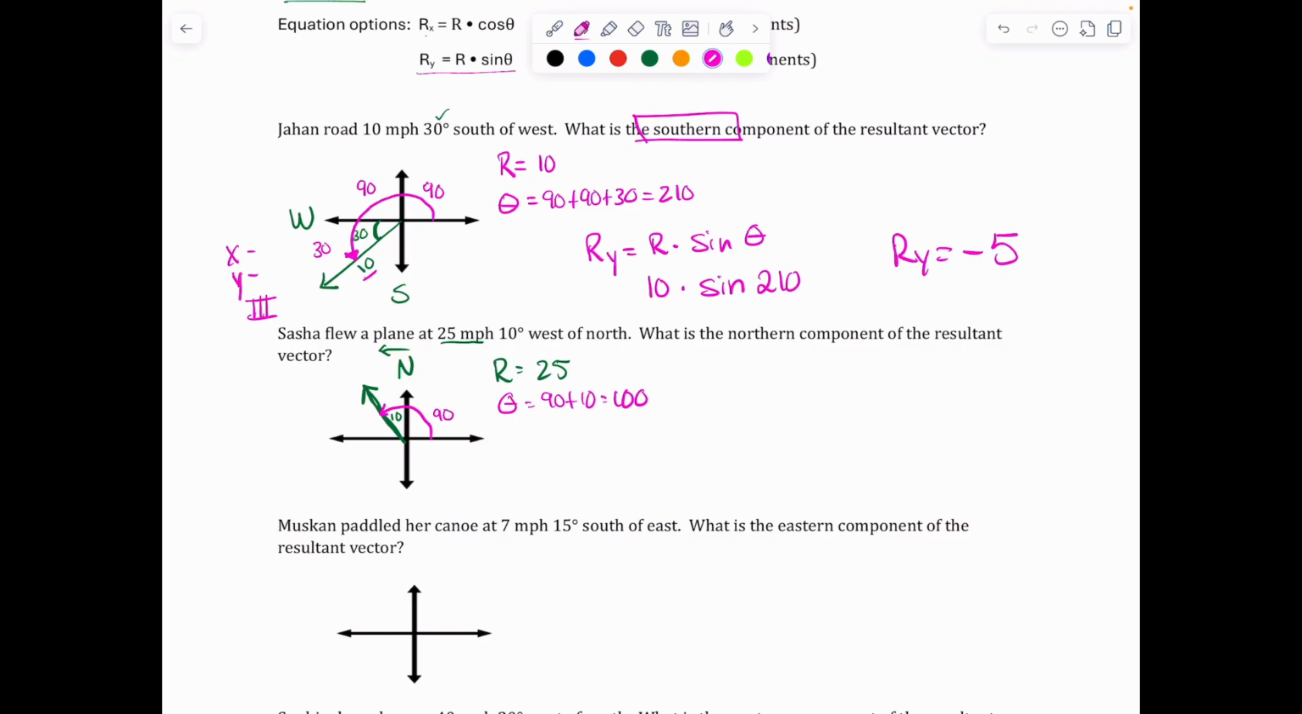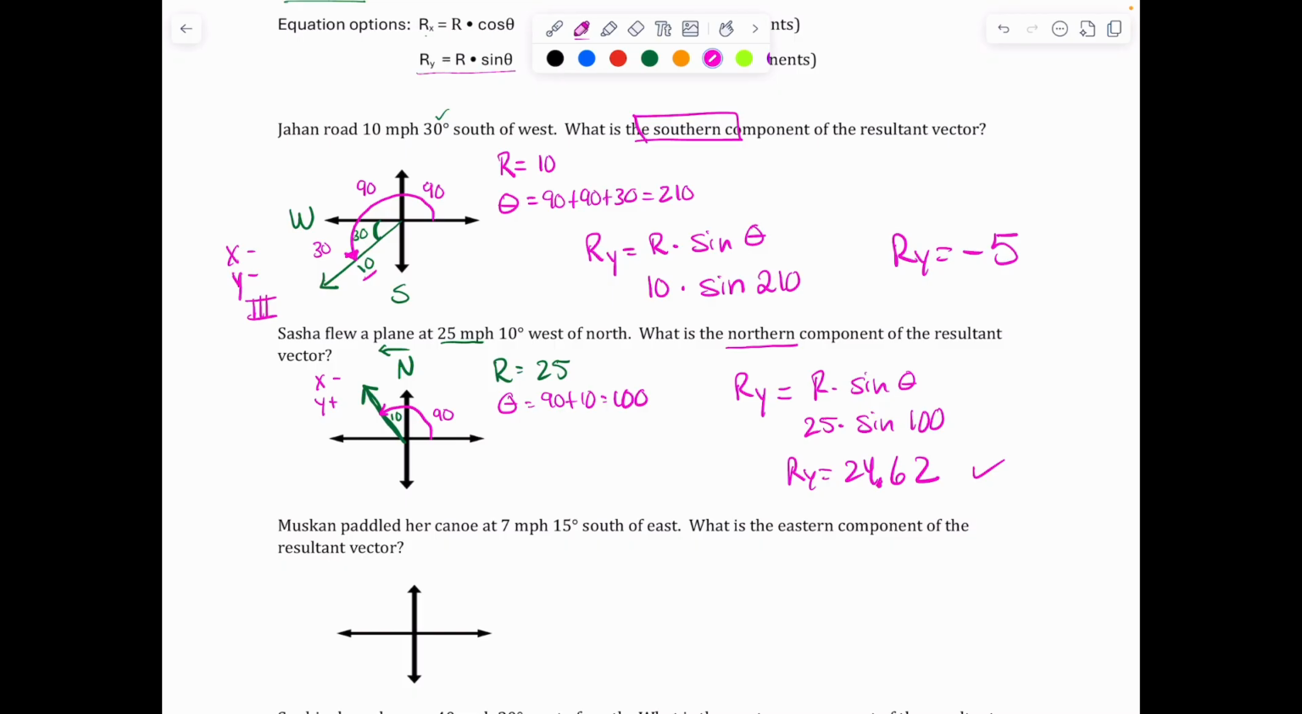Because I'm going northern, which is once again kind of the up-down type of thing, I'm going to use Ry for a northern. Ry is equal to R times sine of theta. My R is 25, and I'm going to do the sine of 100. When we plug 25 times sine 100 into our calculator, I end up with Ry equals 24.62. That makes sense for going up because we have a positive value: here my x would be negative and my y should be positive.